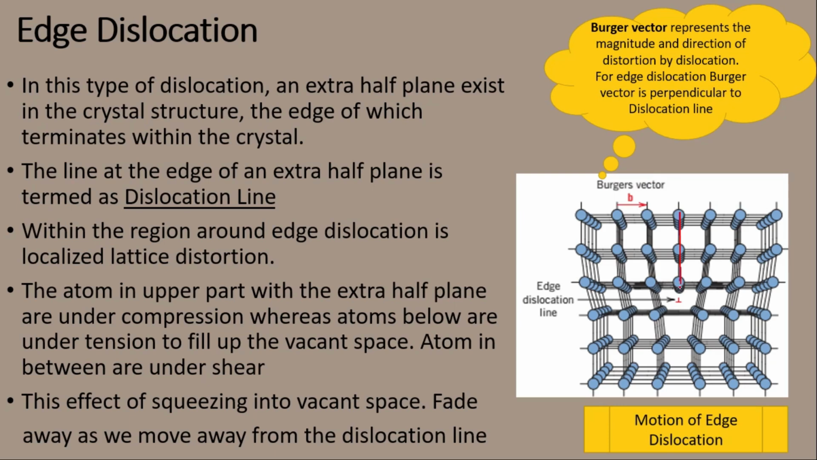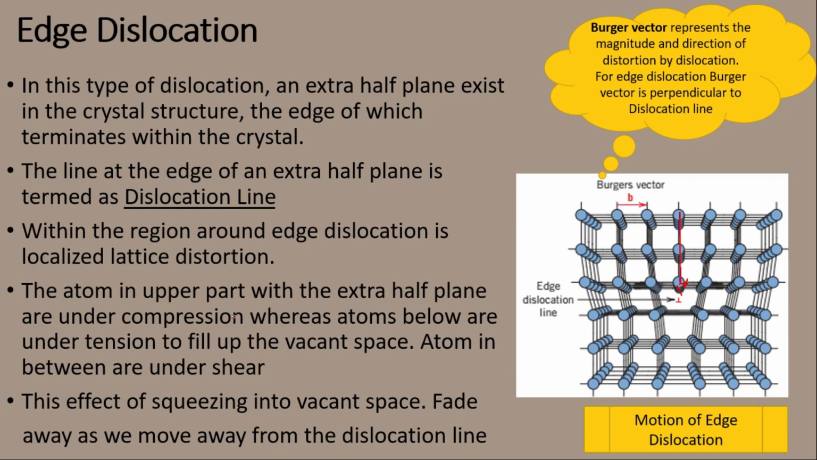So its edge that is within this screen, you can see if you project it backwards within the screen here. So its edge is within the crystal structure. The line at the edge of an extra half plane is termed a dislocation line. So this edge that is passing through all these atoms into the screen is called a dislocation line, or the edge dislocation itself.